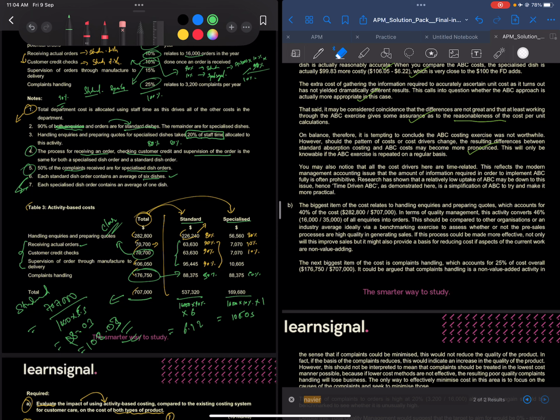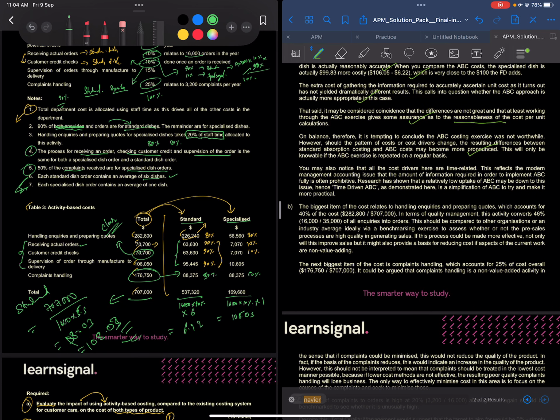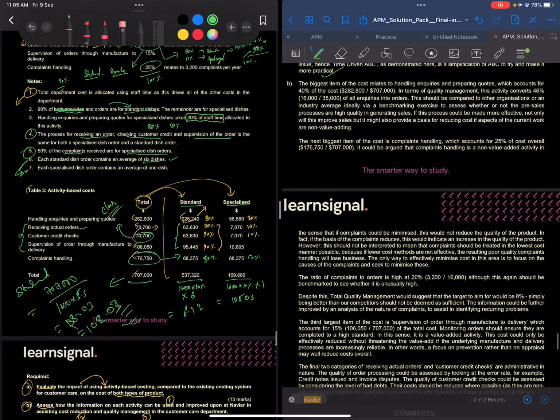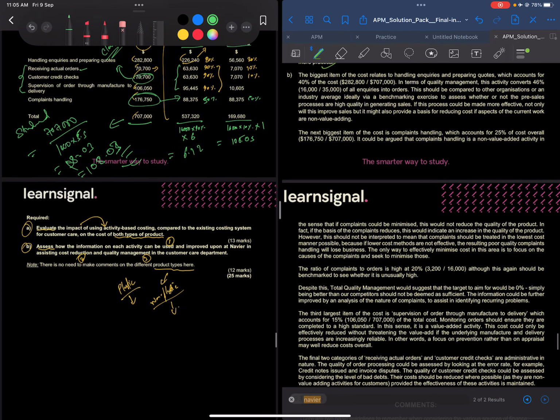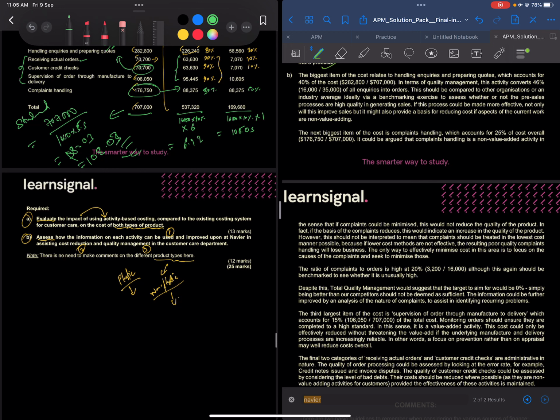So this reflects the modern management issue that the amount of information required in order to implement ABC is often prohibitive. Cost drivers are time related. Research has shown that a relatively low uptake of ABC may be down to this issue, the amount of information required, which is prohibitive because they are all time related. So time driven ABC is demonstrated here. It's a simplification of ABC to try and make it more practical. It's very hard in an actual scenario. Even organizations are not taking it up. That's why.